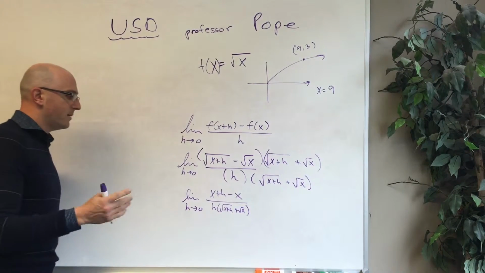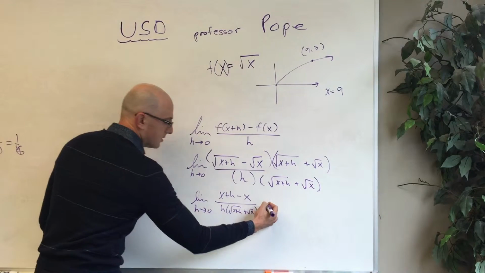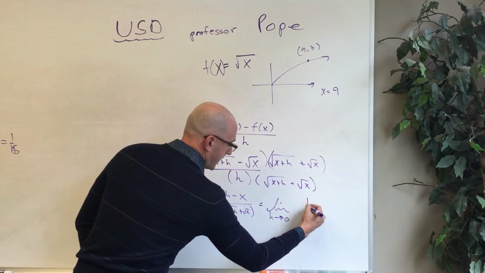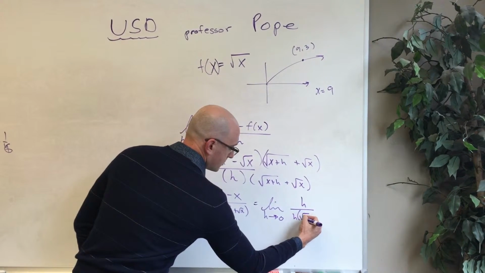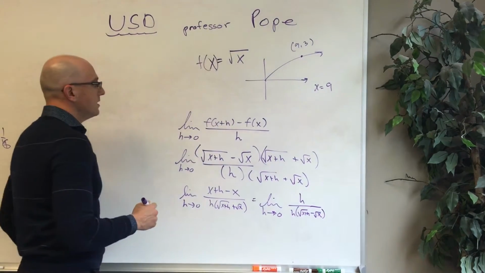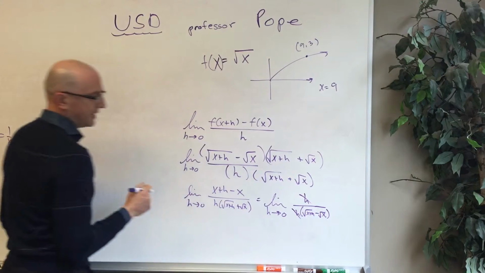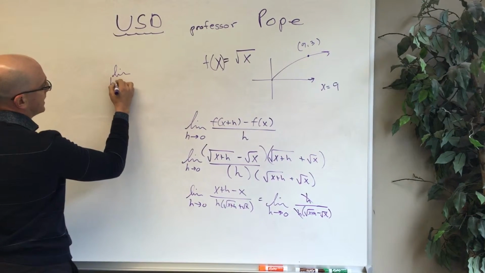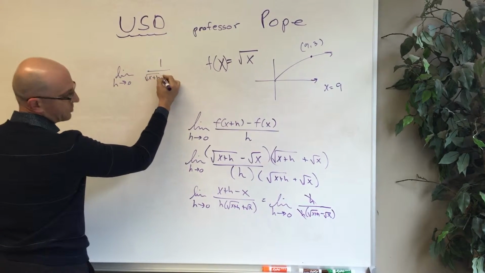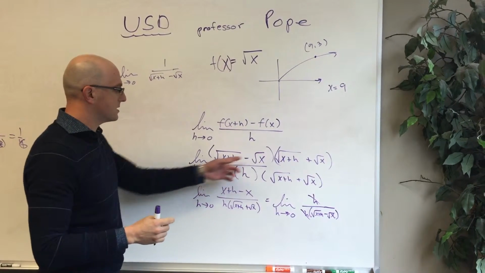Now, you might say, oh my God, why aren't you distributing? Don't. Just wait. Okay, so this is going to be limit as h goes to 0 of h over h parentheses root of x plus h plus root of x. So my h's cancel, right? And I'm left with the limit as h goes to 0 of 1 over root of x plus h plus root of x.